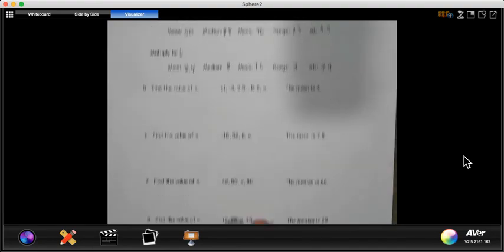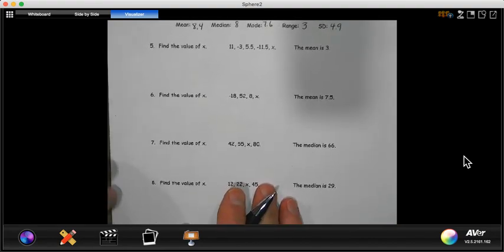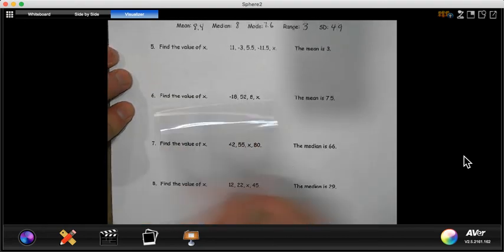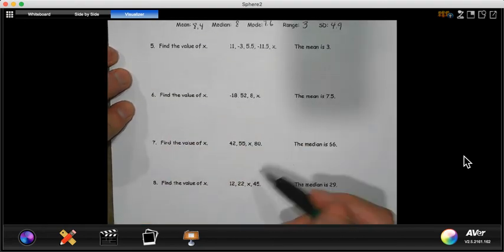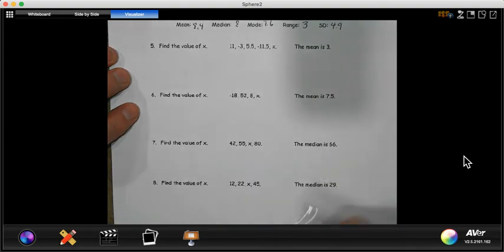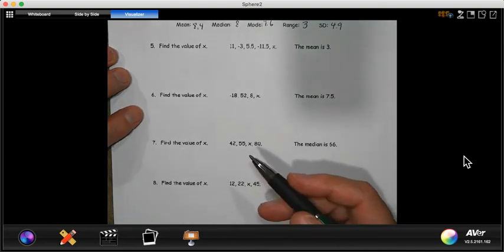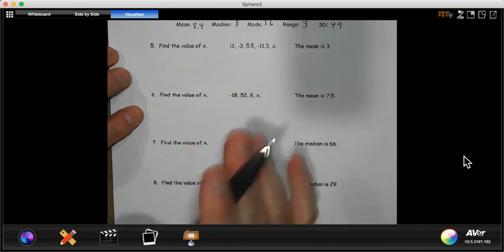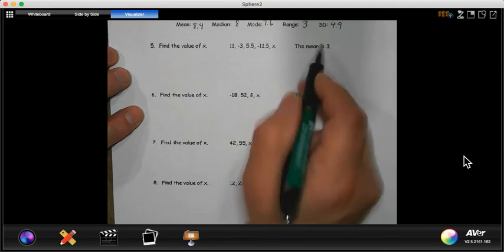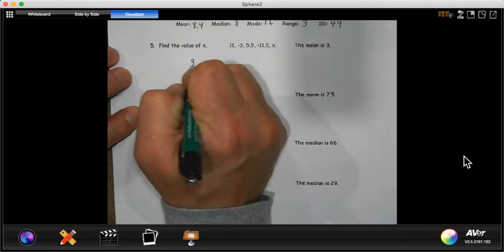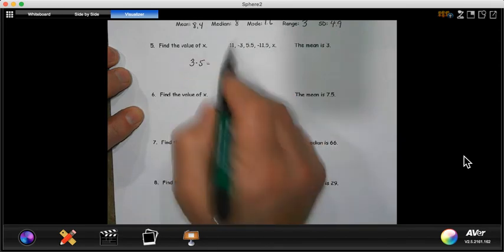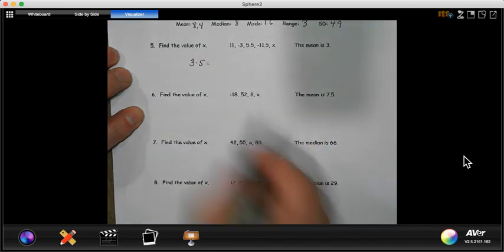Find the value of x. If the mean is 3, so I'm going to set this up in a formula. There's all kinds of different ways to do this. You can problem solve, you can guess and check numbers, but this is how, as a math teacher, I know I get the right answer every time. So 1, 2, 3, 4, 5. So there's 5 numbers in my data set, and the average is 3. So the sum should be 3 times 5. That means this set of numbers has to add to 15. And so I add them up.